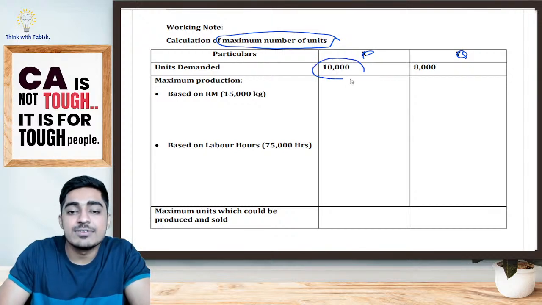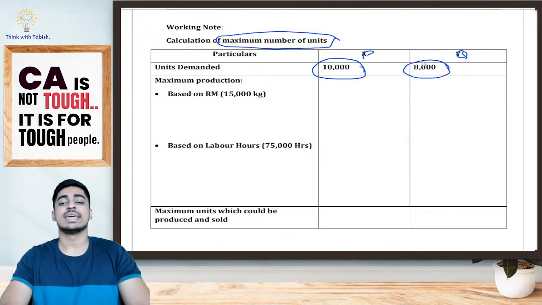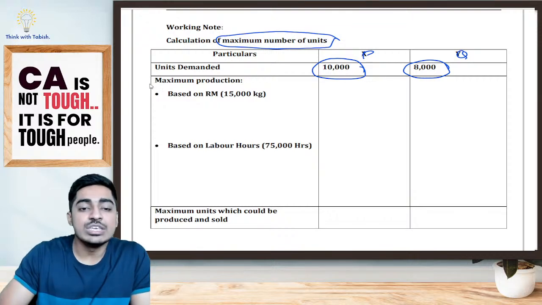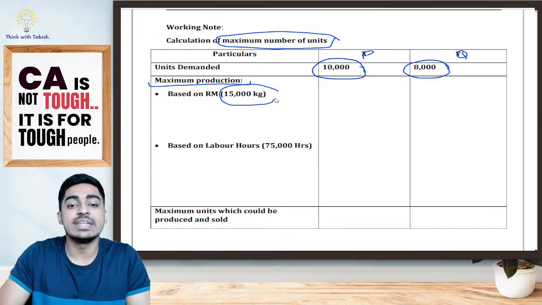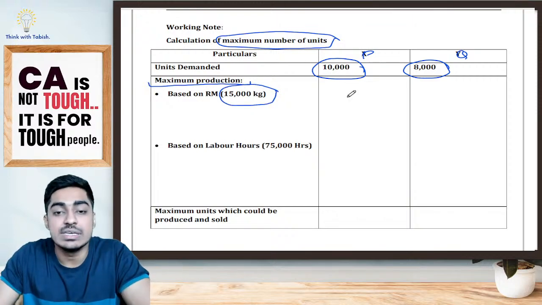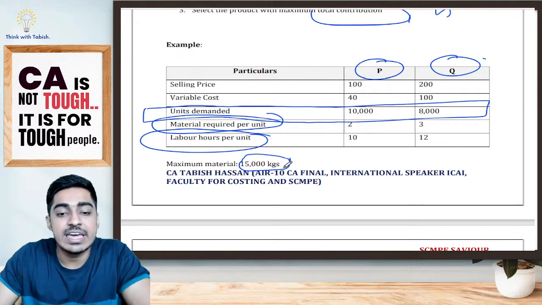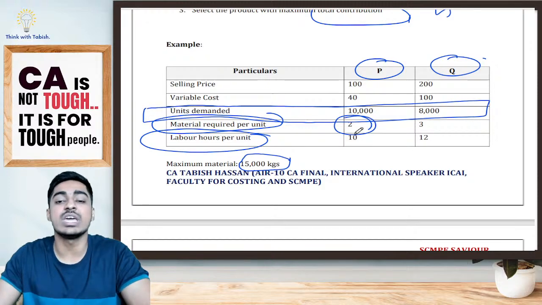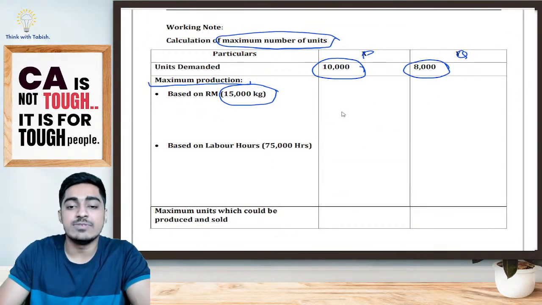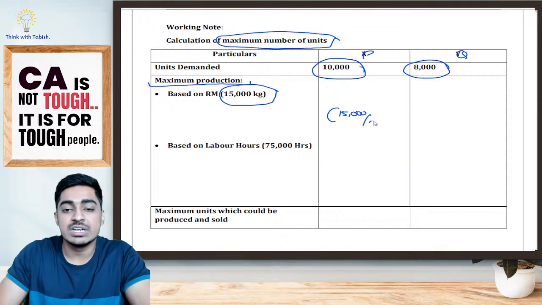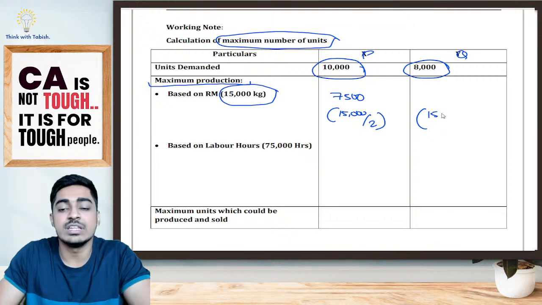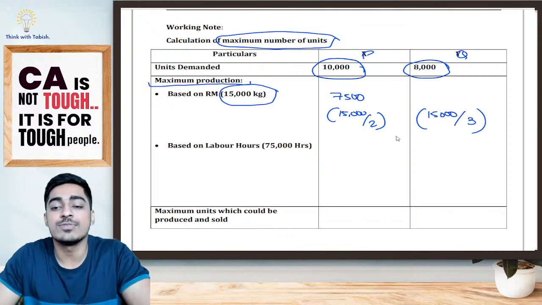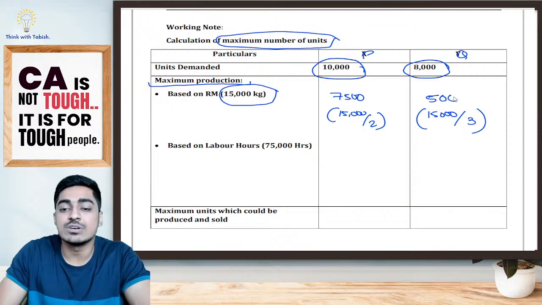For P we have a demand for 10,000 units. For Q we have a demand for 8,000. Now, how many units will we be in a position to produce? Based on raw material, the question has told us that raw material is 15,000 kg only. To produce 1 unit of P, 2 kg raw material is required. So how many units of P will we be in a position to produce? 15,000 divided by 2, 7,500 units of P. For Q, 15,000 raw material we have. For every unit of Q, we want 3 kg raw material, so only 5,000 units of Q.